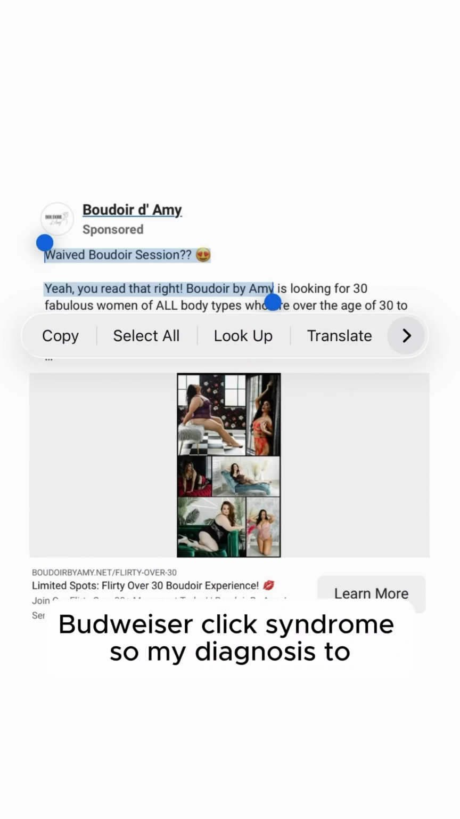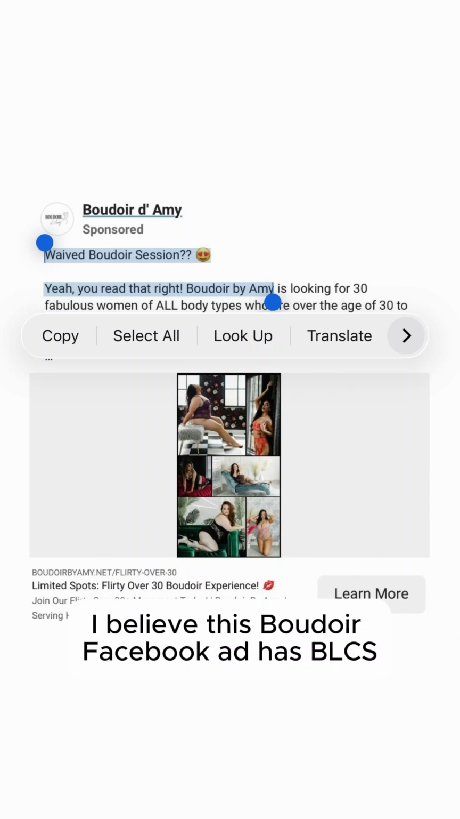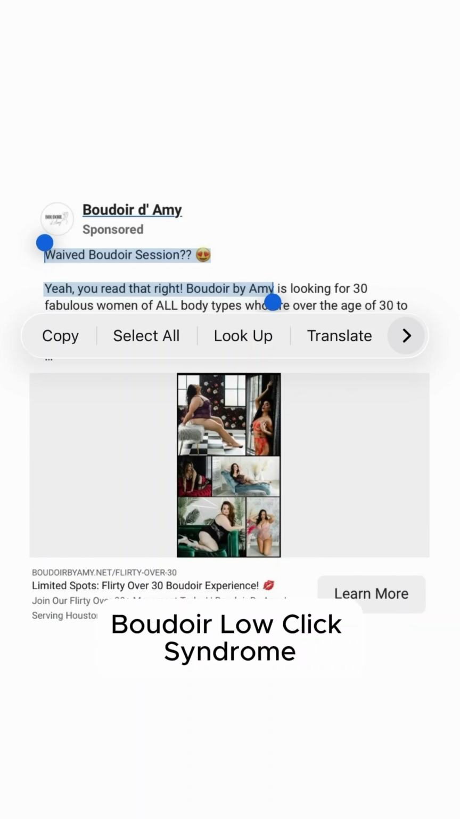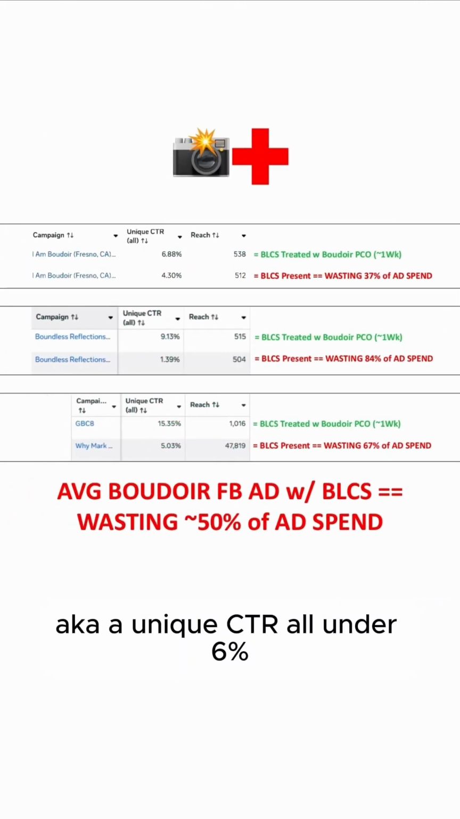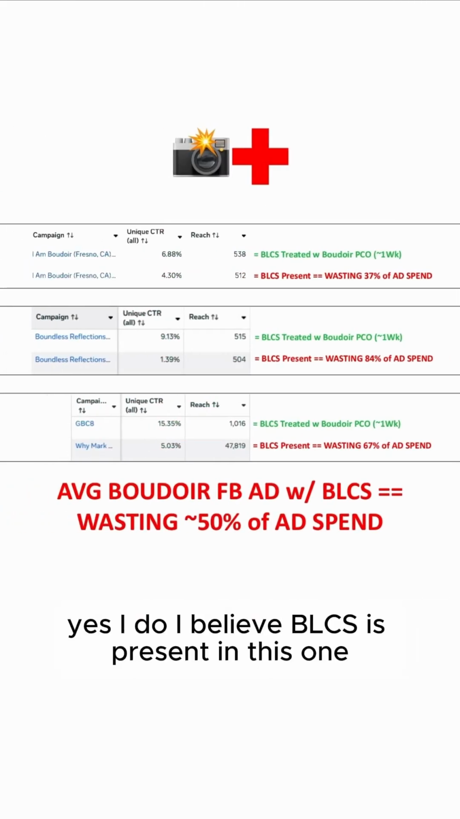So my diagnosis: do I believe this boudoir Facebook ad has BLCS, boudoir low click syndrome, aka a unique CTR under 6%? Yes, I do. I believe BLCS is present in this one.